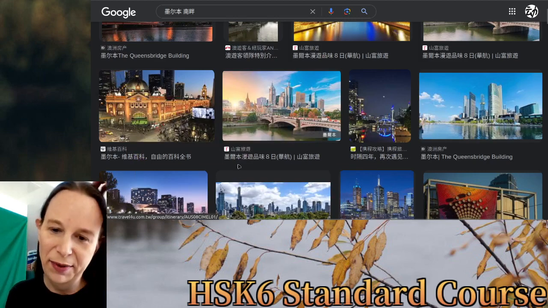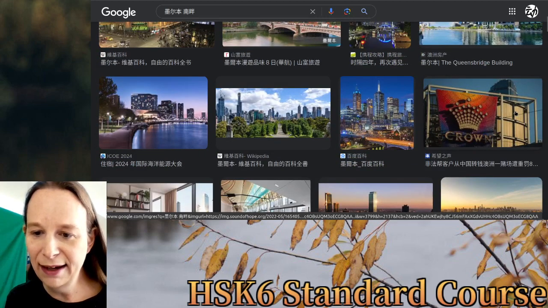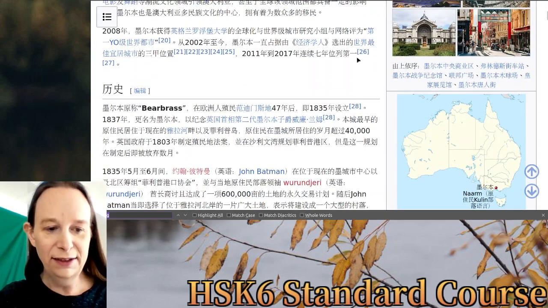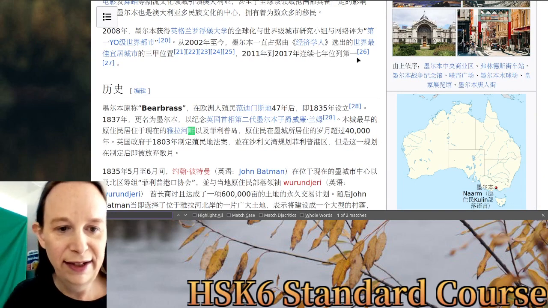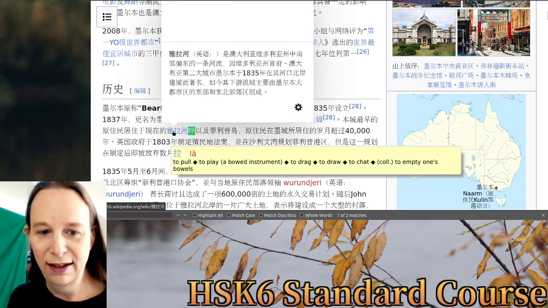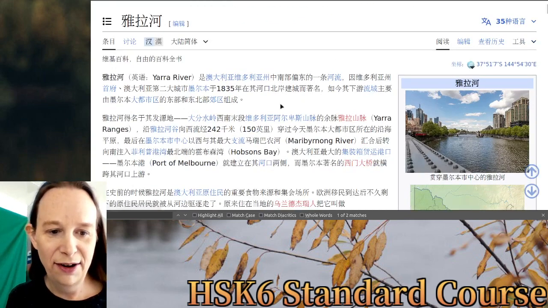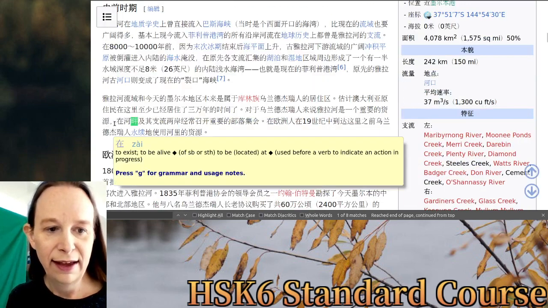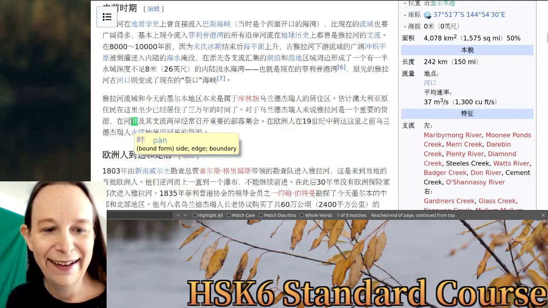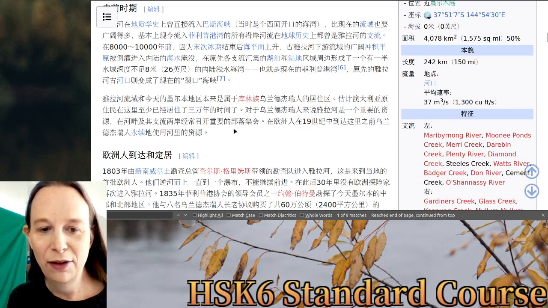So let's just look at the Melbourne Wikipedia article, see what comes up. There's no Nan Pan, right? I don't see Nan Pan. Okay, let's just look for the word pan, the character pan. There it is. Okay, Yala He Pan. So this is the Yarra River. Yala He. It goes through Melbourne. So is Pan on this?